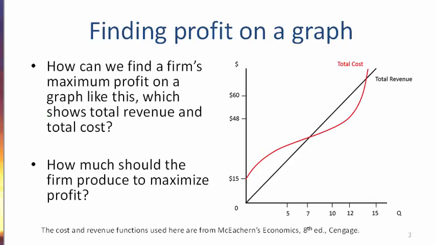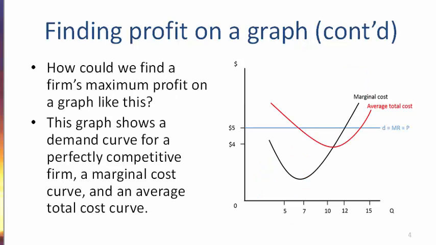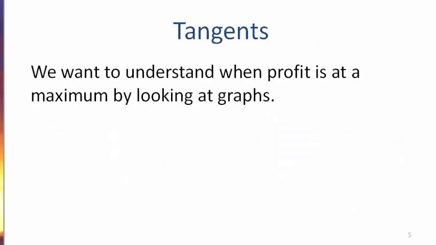So what if we have a graph like this that shows a firm's total revenue and total cost? How can we find profit and the profit maximizing quantity? Or we might have a graph like this next one, which shows cost and revenue curves for a firm in perfect competition. How could we find profit on this graph? In order to answer these questions, we need to have a little bit of information and understanding about what tangents mean when we look at a graph and how we can use them in this context.